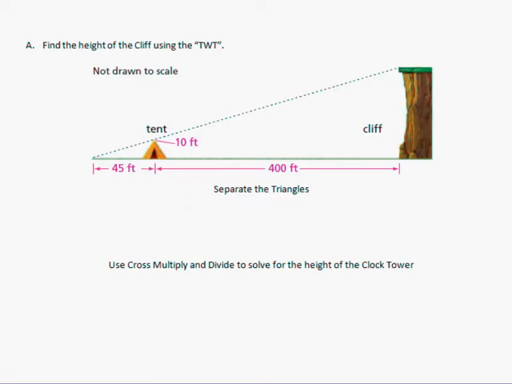So we're going to find the height of the cliff using the TWT method. Triangle within triangle, I'm abbreviating as TWT. It's a little simpler to say. Not drawn to scale. Once again, you'll see that note a lot. So we have a tent. We find a line of sight that goes from the ground, hits the top of the tent, and hits the top of the cliff. And then we see some measurements that are on the ground. And what we are looking for is the height of the cliff. Now, I see one small triangle and one big triangle.